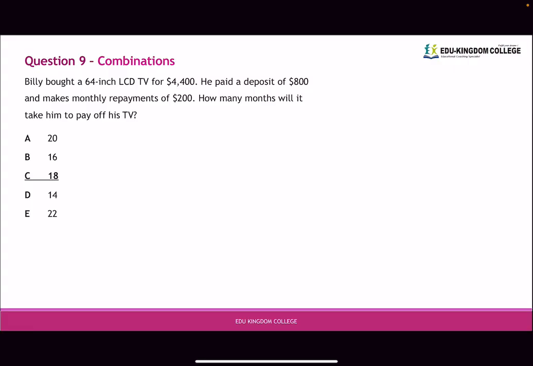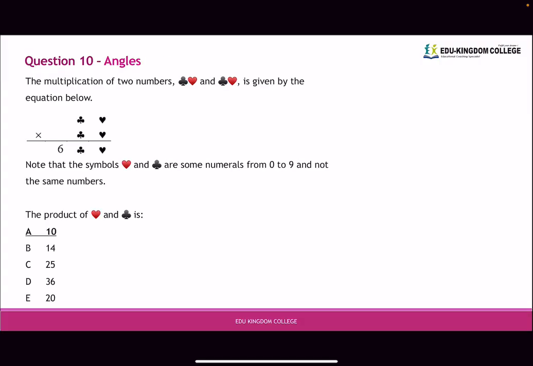So, Billy bought a 64-inch TV for 4.4 grand. He paid a deposit of 800, so he's already paid 800 off, which means he's only got 3,600 left to pay, and he makes monthly repayments of $200. So how many months does it take? That's just simple math, 18 months. So 18 times 200 equals 3,600.